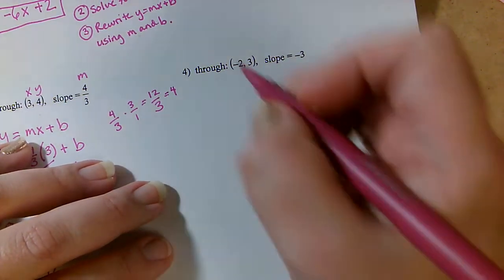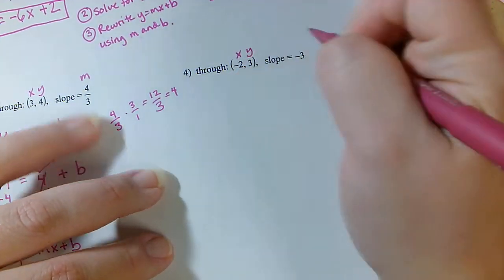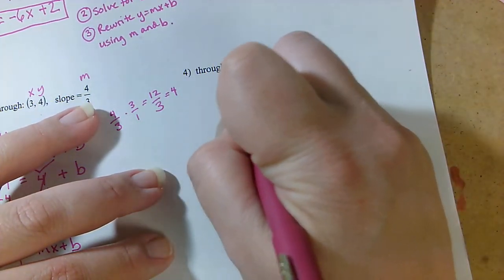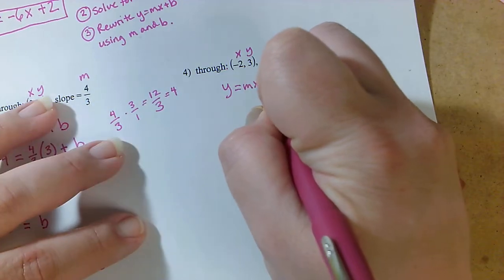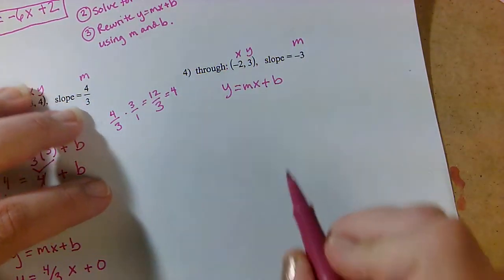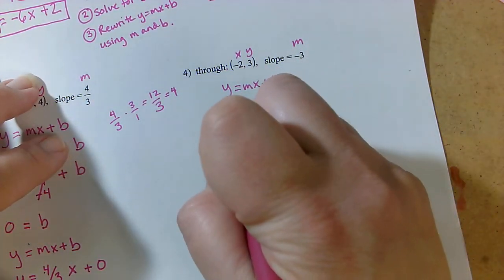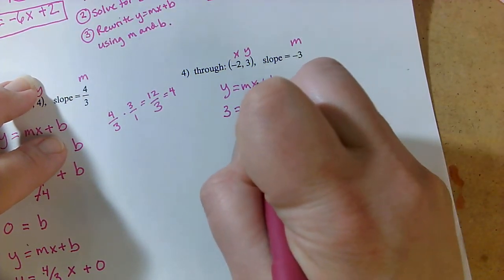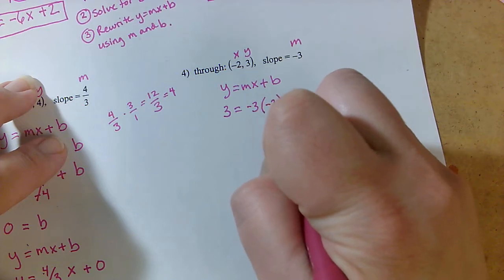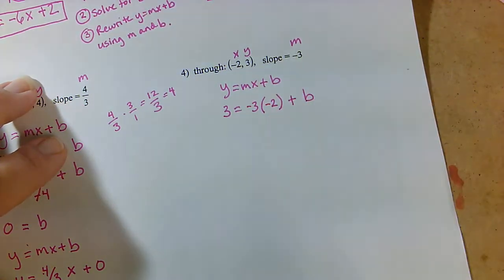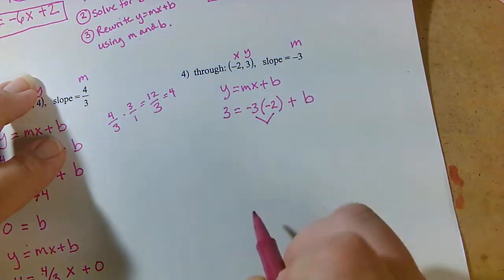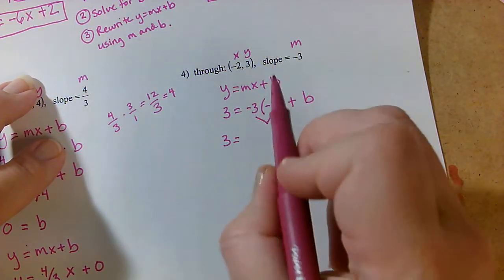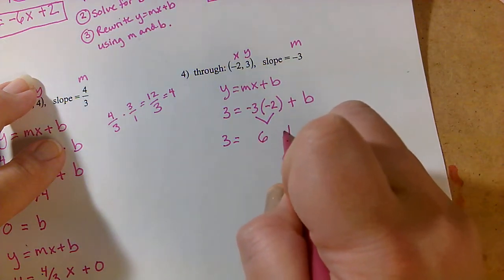Through -2, 3 with a slope of -3. So y equals mx plus b. I'm going to fill in my y is 3 equals m is -3, parentheses x is -2 plus b. In this situation, when I go to multiply these two, I'm going to get 3 equals -3 times -2 is a positive 6 plus b.